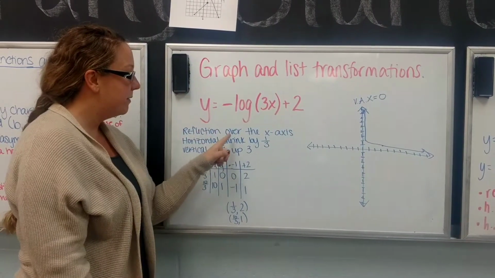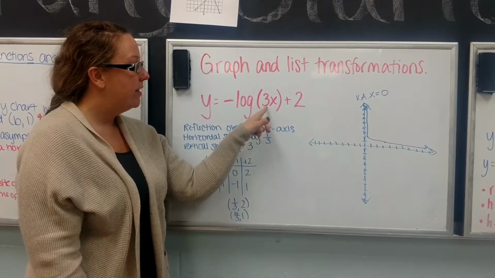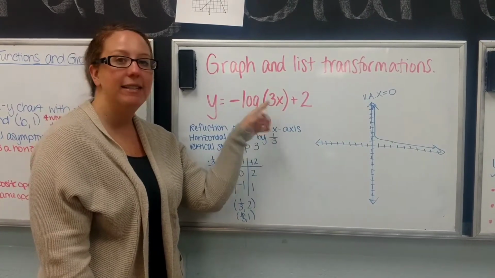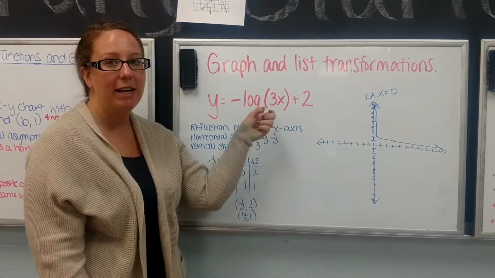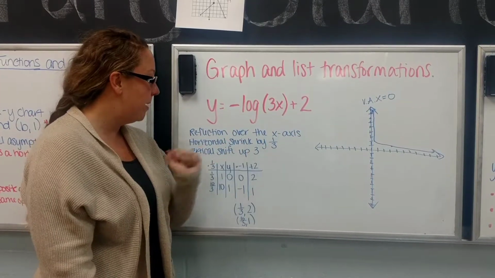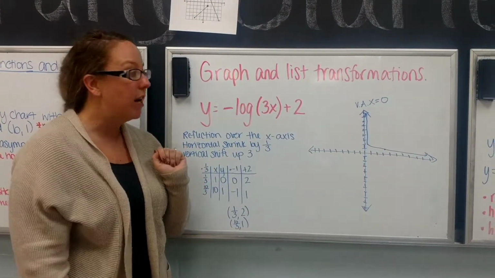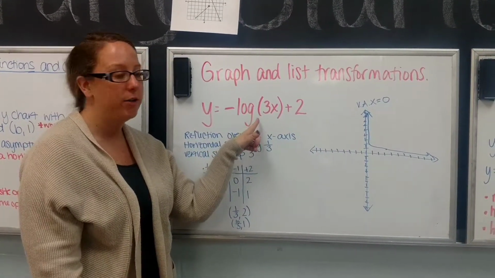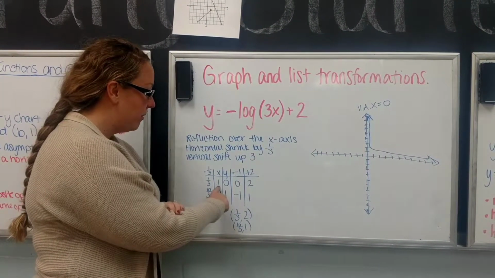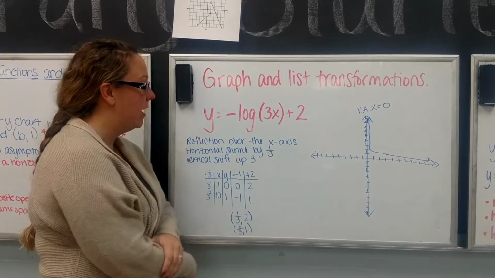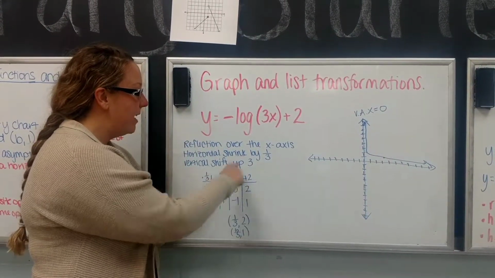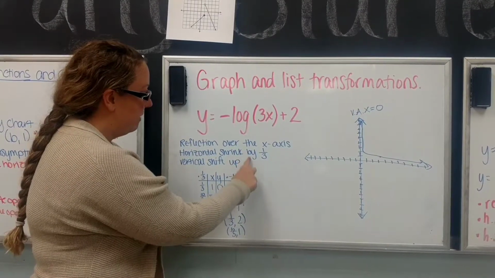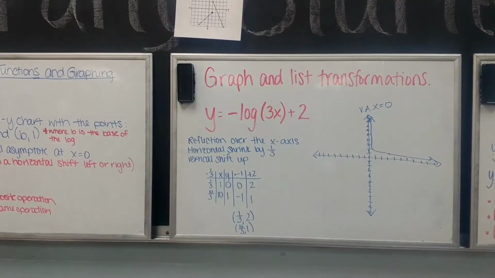So that negative is a reflection over the x-axis. This 3 is going to be a horizontal shrink by 1/3 because it's on the inside and we're thinking opposite operation. We're dividing by 3. So it's a horizontal shrink by 1/3. This is a vertical shift up 2. So my XY chart, because there's no number there, I know it's base 10. So the 2 points I start with are (1, 0) and (10, 1). I multiply all my y's by -1 because of the reflection, and then add 2 to them because of my vertical shift up 2.